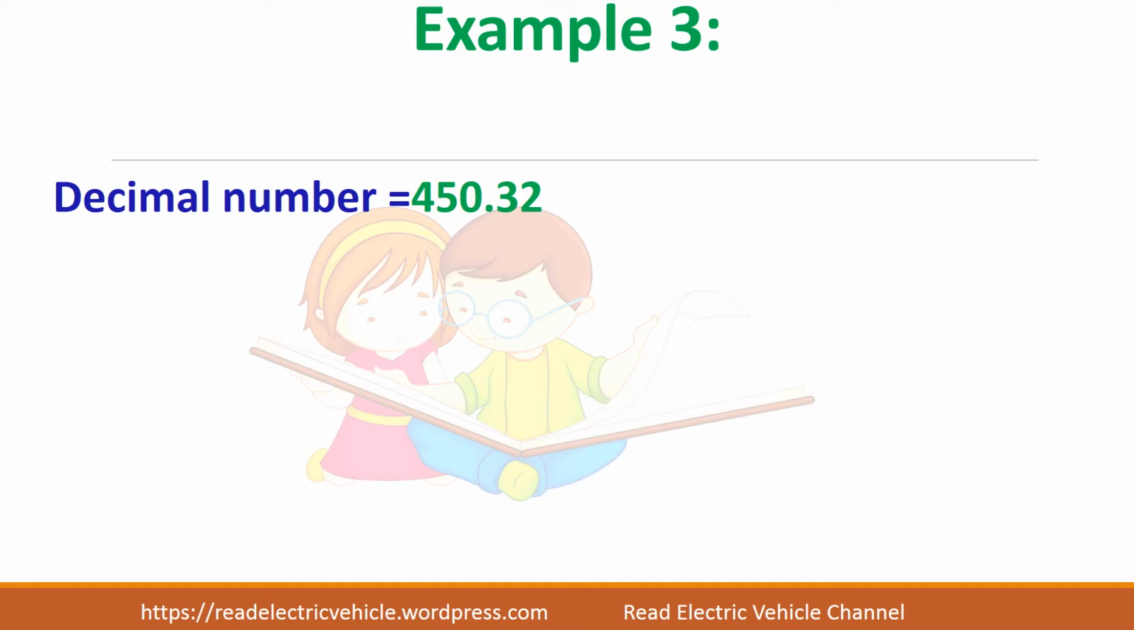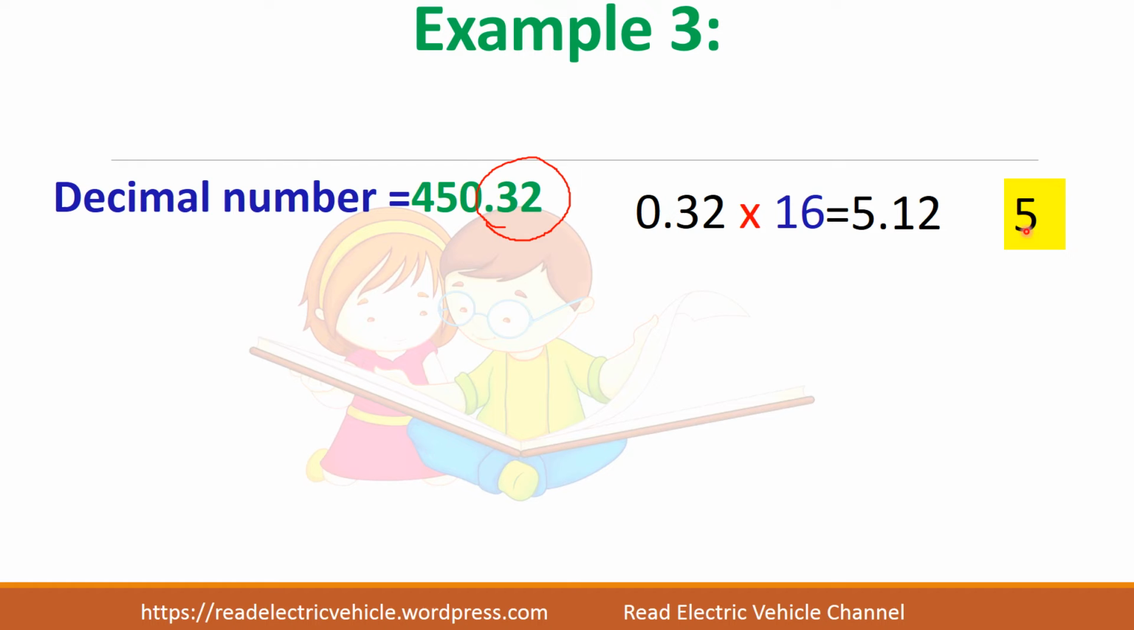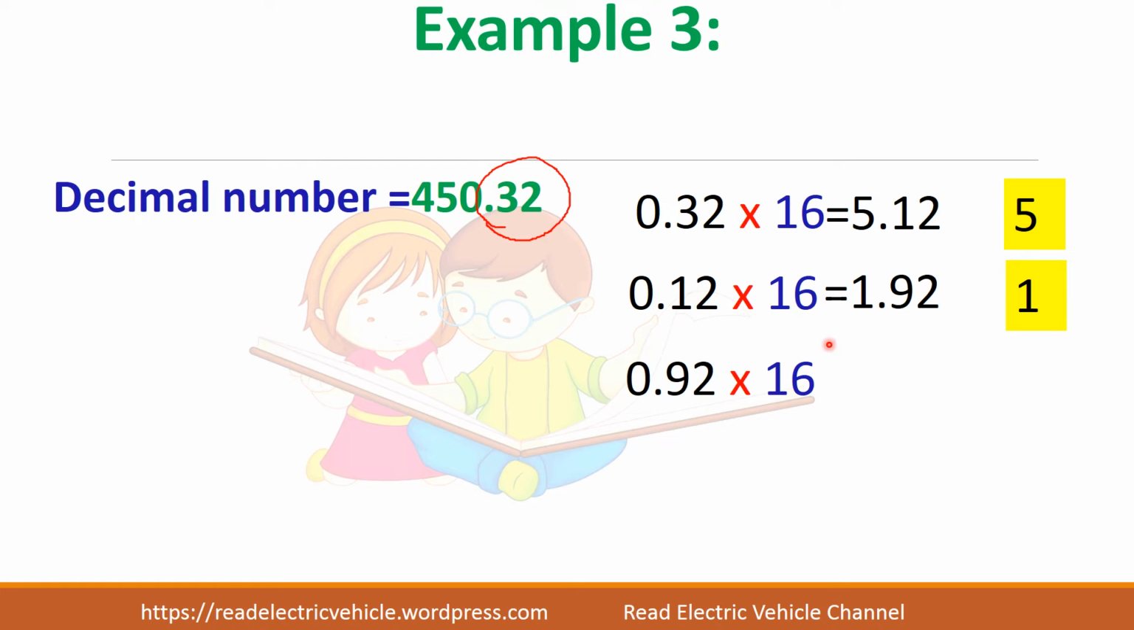Next, let us take the fractional part. So here we have 0.32 multiply by 16. It comes around 5.12. Take the integer part separately. So you have 5 here. Now this 0.12 you multiply by 16. It comes to 1.92. Again take this integer part separately.